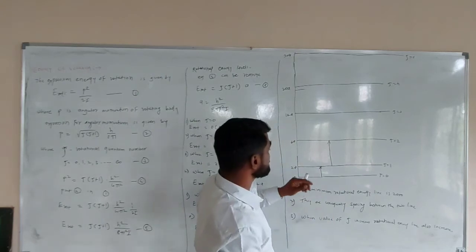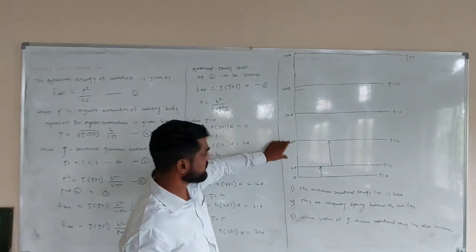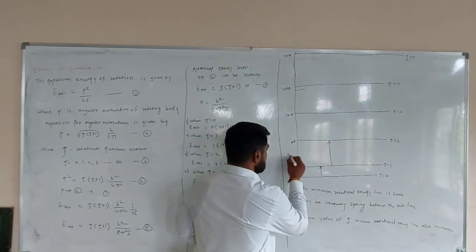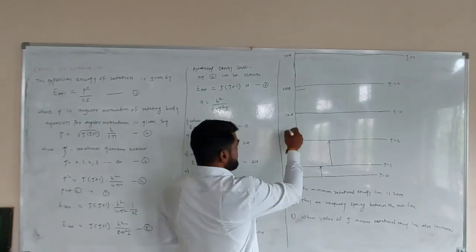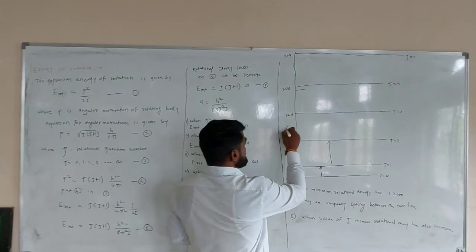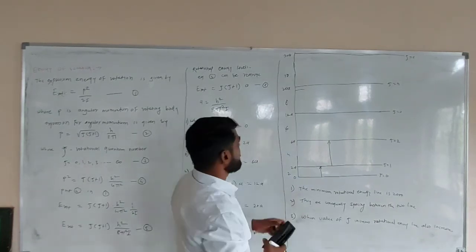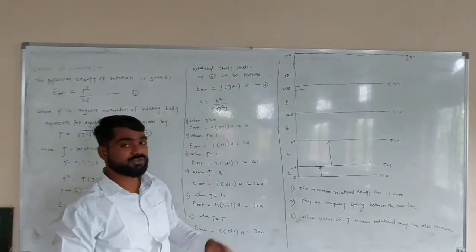6a. Spacing also increases. From 0 to 2a the difference is 2a, from 2a to 6a the difference is 4a, then the difference is 6a, then the difference is 8a, and then the difference is 10a. That is, the difference also increases.